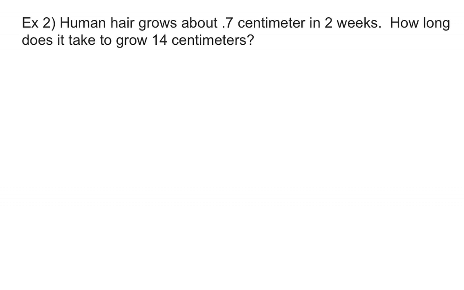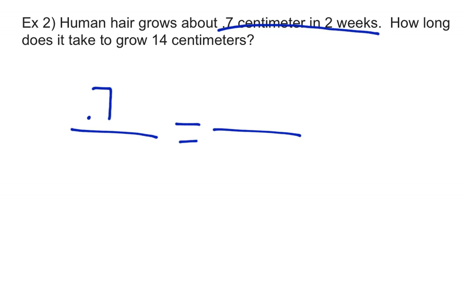Okay, you're back. So if we're going to set up a proportion to do this here, I get my equal sign and I get my two ratios on each side. In the problem, I always start by trying to find a ratio that they give me. So sentence number 1 does that for me. It says human hair grows about 0.7 centimeters in 2 weeks. So that says one ratio is 0.7 centimeters in 2 weeks.